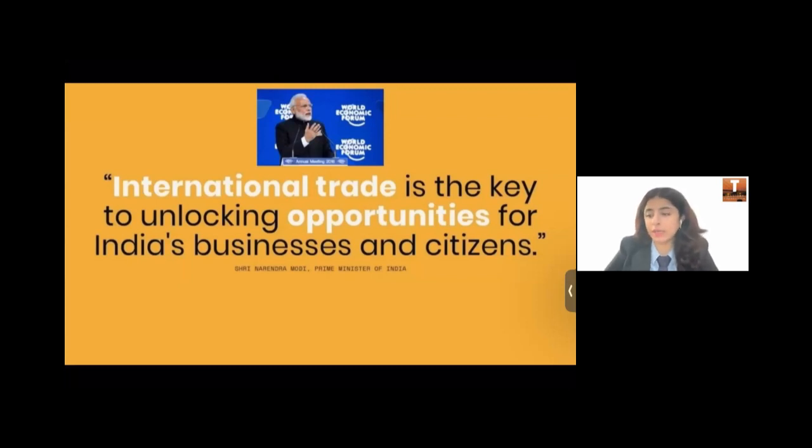So here you can see Shri Narendra Modi ji. He said that international trade is the key to unlocking opportunities for India's businesses and citizens.